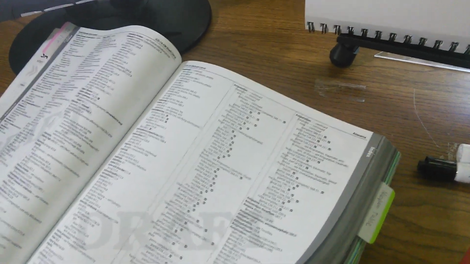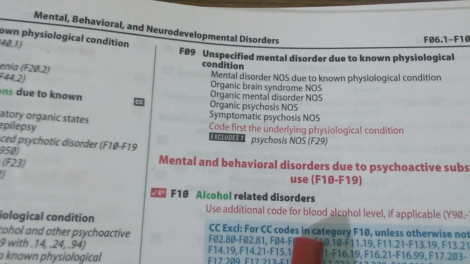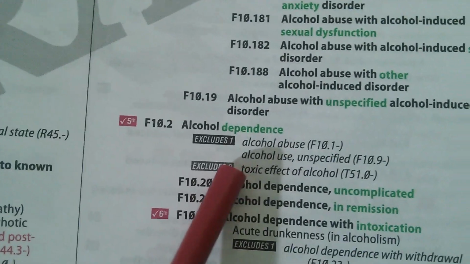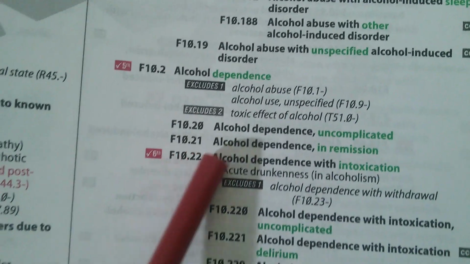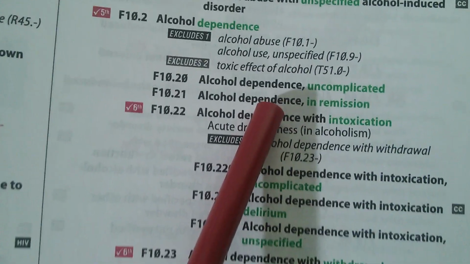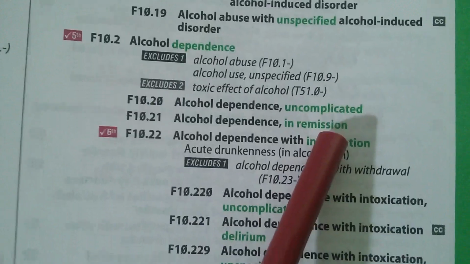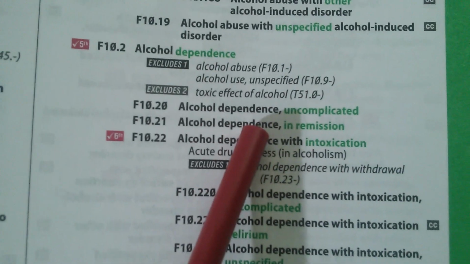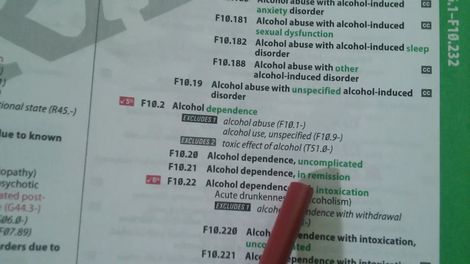Okay, do that. First we go to F10, alcohol-related disorders. Then we go to F10.2. Here we go, alcohol dependence. Then we go to F10.20, alcohol dependence uncomplicated. Uncomplicated because we don't have any more information about complications. So it's F10.20. So we have those 2 codes.